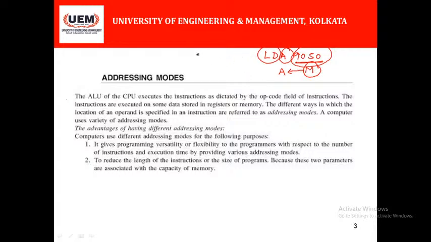And let's take another example, say ADD B. In this instruction we are receiving our first data from the accumulator, as it is a one address instruction, and we are receiving our second data from B register. So we are taking the data from register A and register B, and we are storing our result to register A itself. So that's why it is saying the instructions are executed on some data stored in registers or memory.